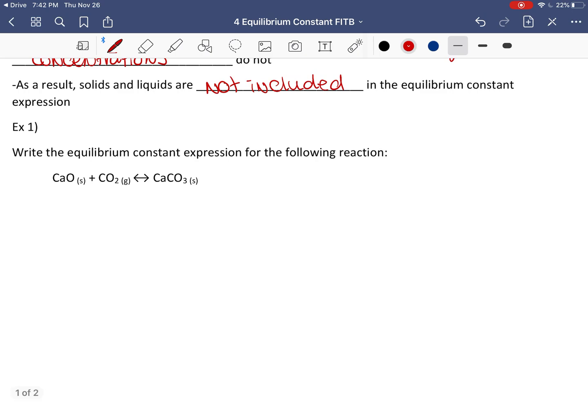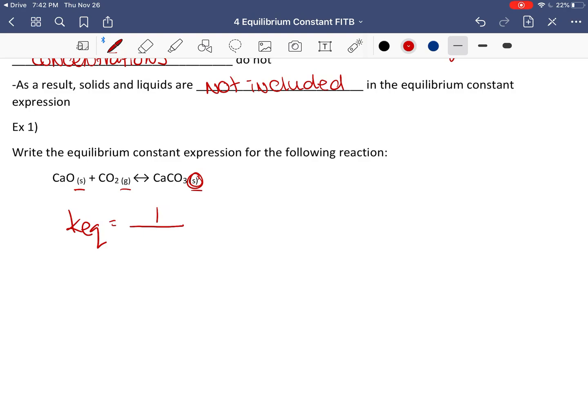So example 1: write the equilibrium constant expression for the following reaction. Things we want to take note of, first and foremost, is we want to look at the states. Second, we want to double check that it's already balanced for us, and yes, in this case it is. So our KEQ is equal to our products. Well, notice our product is a solid. Therefore, we can't include it in our KEQ expression. If we can't write anything into our KEQ expression, we're just going to write a 1. There's nothing there, so we're going to have a 1.